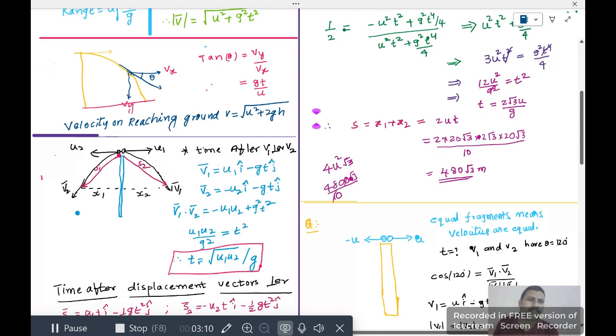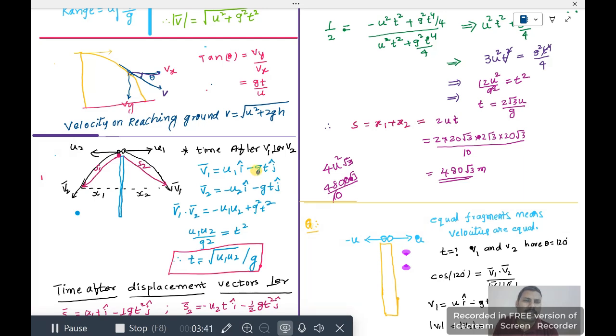The velocity after some time makes some angle theta with the horizontal. Then tan theta is equal to Vy by Vx, that is the vertical component by the horizontal component, as you can understand from the diagram. Vy we know is gt, so tan theta is gt by U.